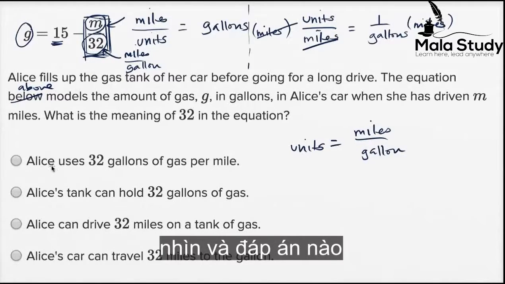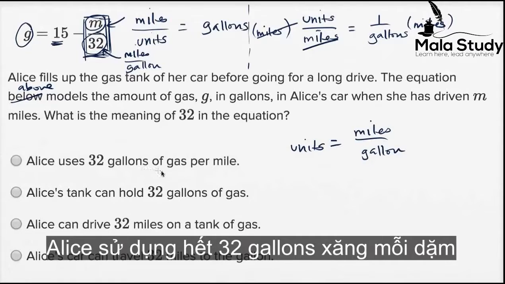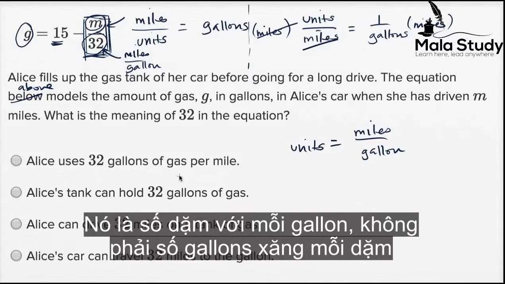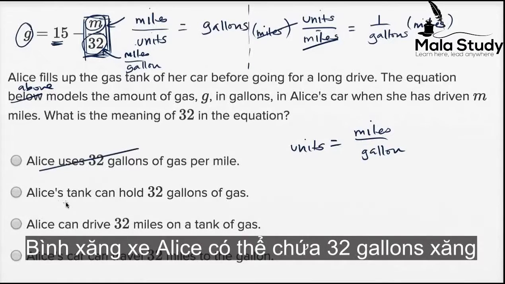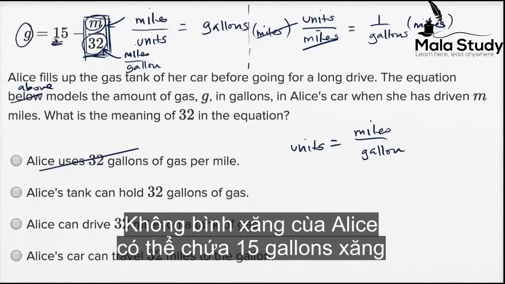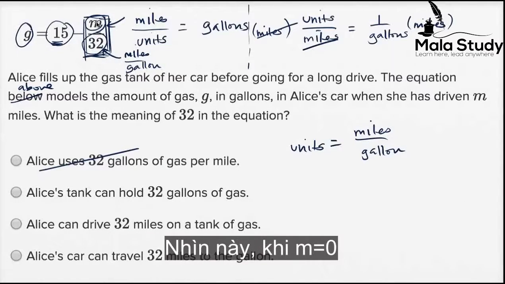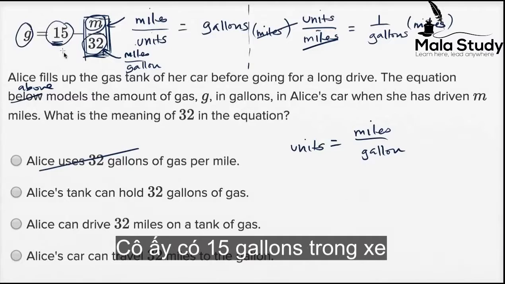So let's look at the choices. Alice uses 32 gallons of gas per mile. We have to be very careful. It's miles per gallon, not gas per mile. Alice's tank can hold 32 gallons of gas. No, Alice's tank can hold 15 gallons of gas. She fills up her tank, and before she's driven anything, we see here when m is 0, she's going to have 15 gallons in her car.